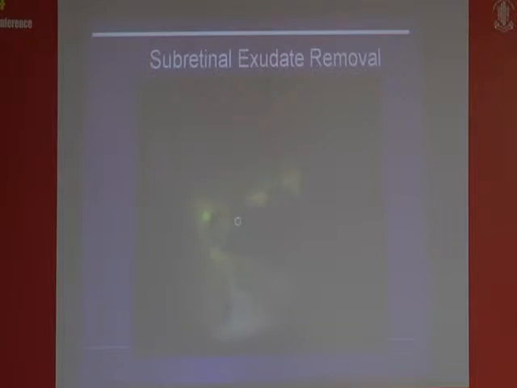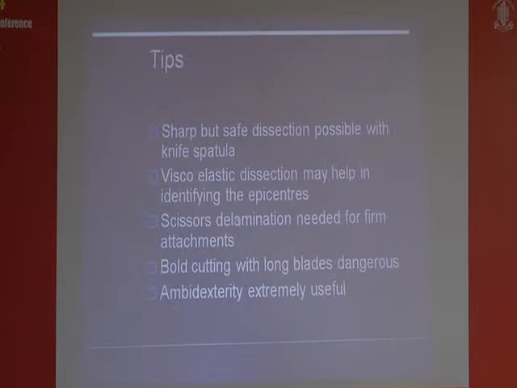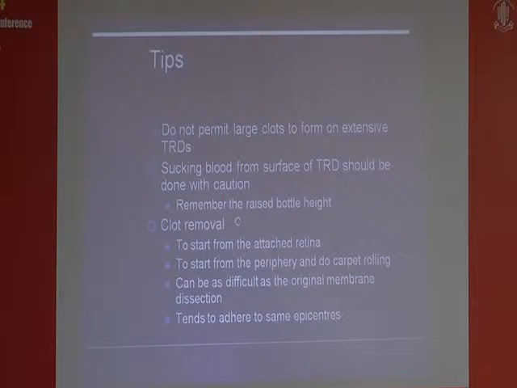This is another patient where there is a diabetic macular edema with vitreoretinal adhesions and tractions, where there is a plaque of exudates at the macula. After making a retinotomy, these plaques are removed. And the retina is attached. So we can do a sharp dissection even with a nice spatula which is available, and we can dissect the proliferation. Sometimes viscoelastics may help to dissect these proliferations and to identify these epicenters. Scissors delamination is definitely required for firm attachment. We may not be pulling the proliferation all the time.